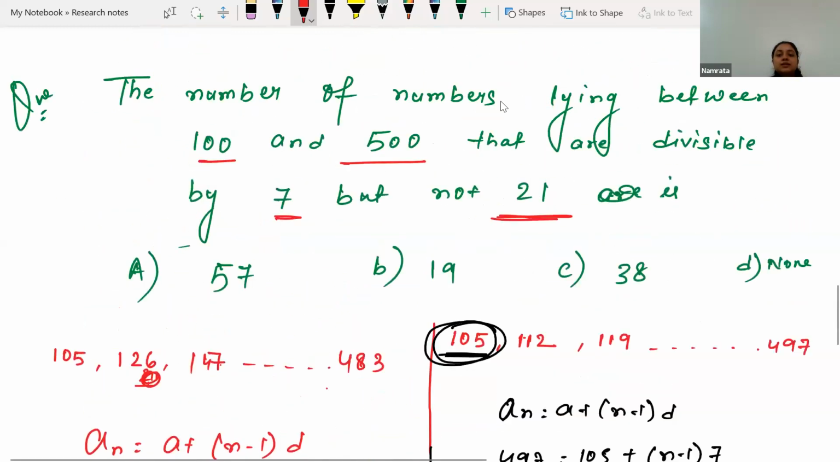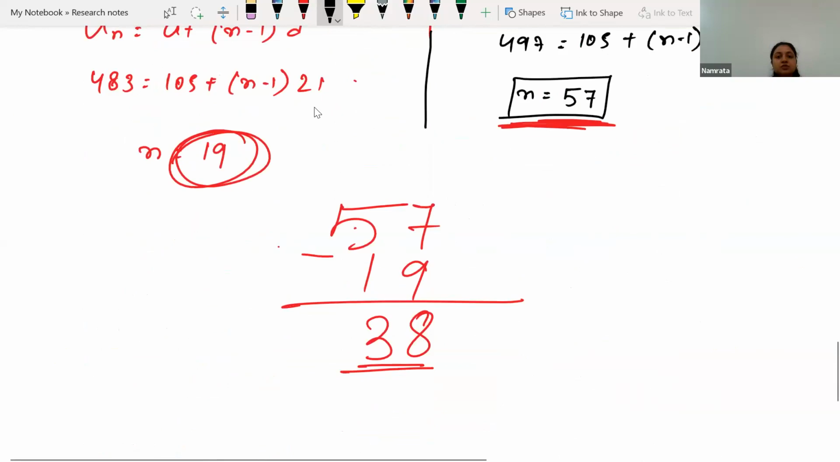Yes, ma'am. Let's see the options. Can you see 38 is there? Yeah. This is how we will be solving the questions from AP. There is no extra concept needed. Whatever concepts you have already learned in the previous class, those concepts only we are using over here. Okay. Let's move ahead.